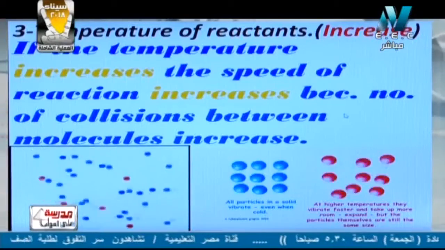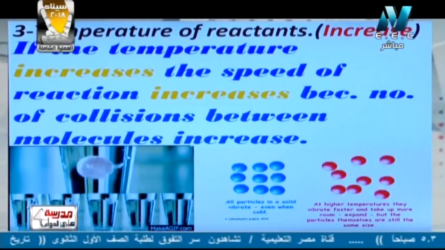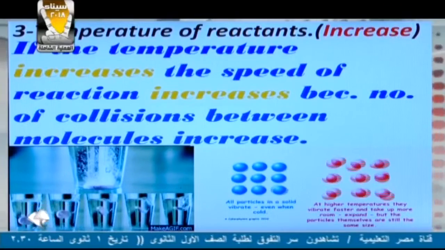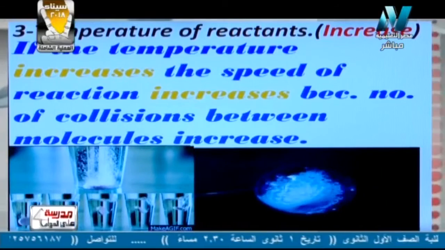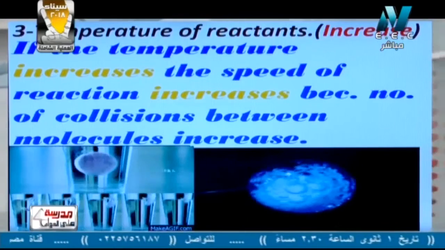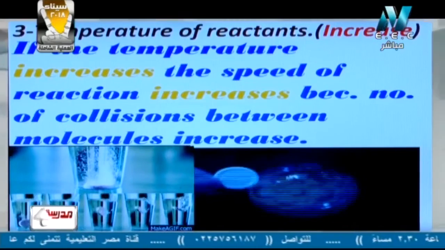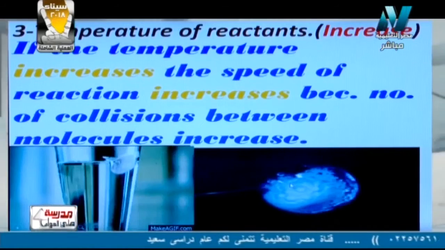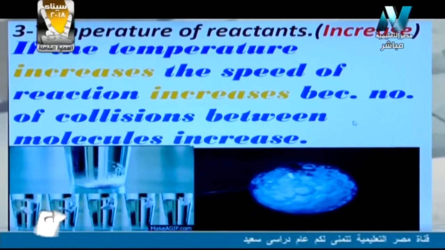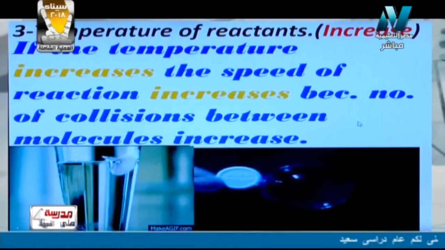As we see here, we have number one. Here we have an effervescent tablet in cold water, and we have another effervescent tablet in hot water. Which one will react faster? Of course, in hot water on the right side, it reacts faster. Why? Because the temperature increases, so the number of collisions between molecules will increase.